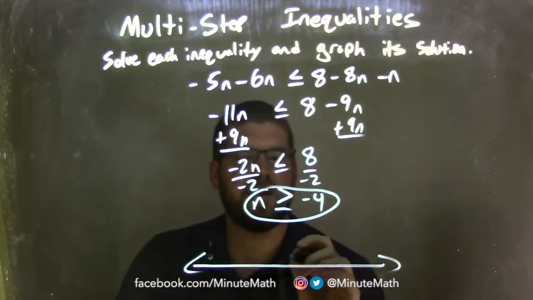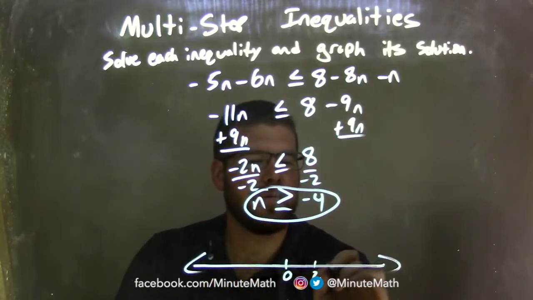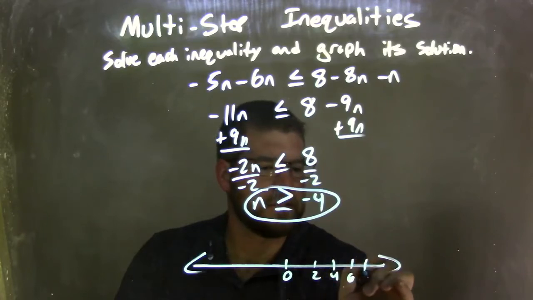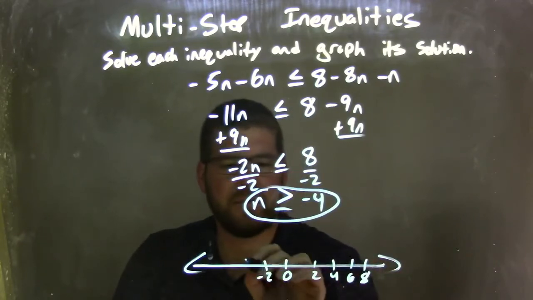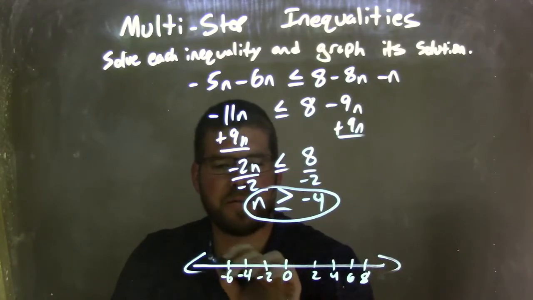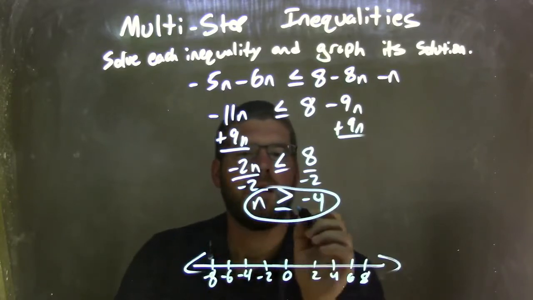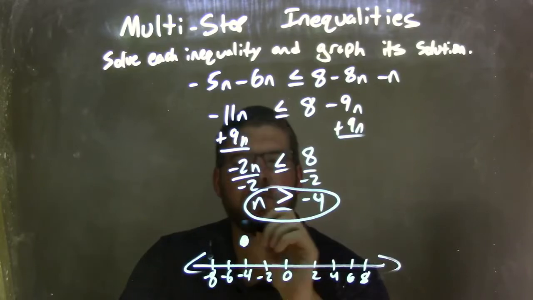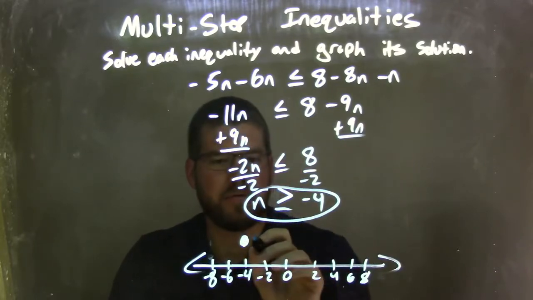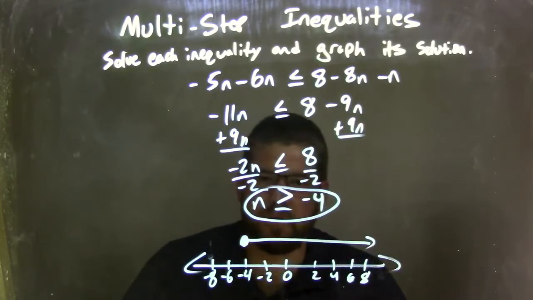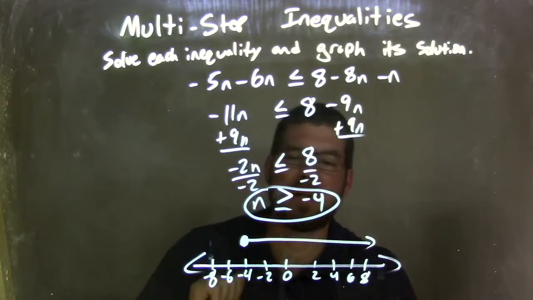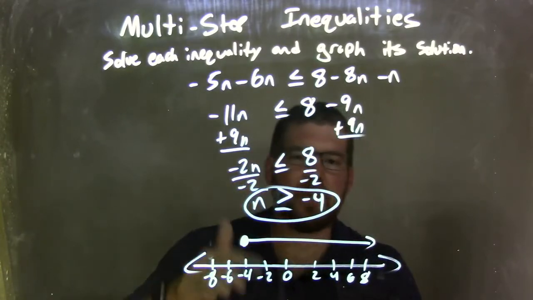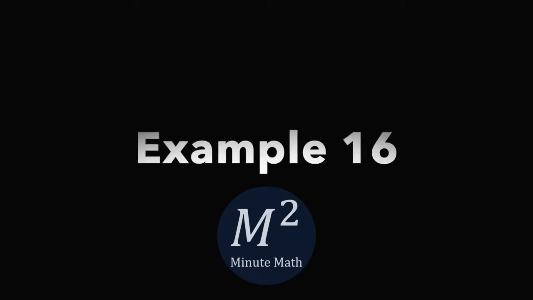So graph it here. Put 0, 2, 4, 6, 8, -2, -4, -6, -8. Okay? Well, if n can equal a -4, we're going to put a closed circle right there at -4. And since n is greater than -4, also put the arrow to the right. And now we have a graph that matches our inequality, which is n is greater than or equal to a -4.